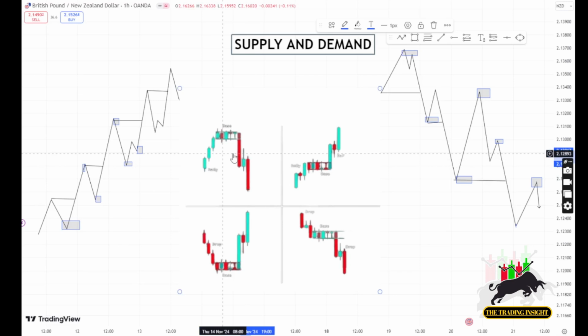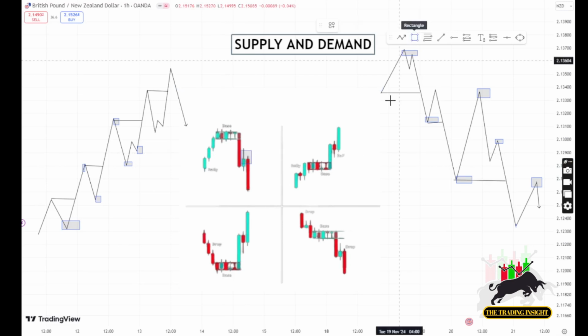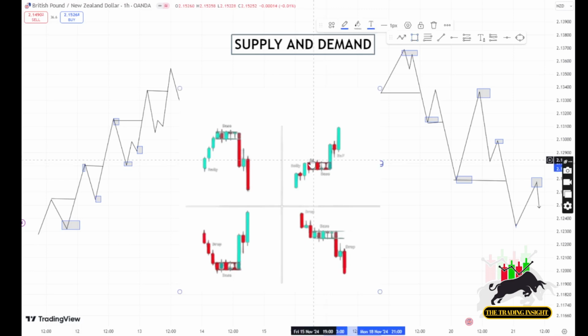Look at here. Now what can we see here on this other side? This is a demand zone. Now look at what happened. This demand zone led to the breakout of this structure here and formed a new high, creating another demand zone. So that is that for that particular image.